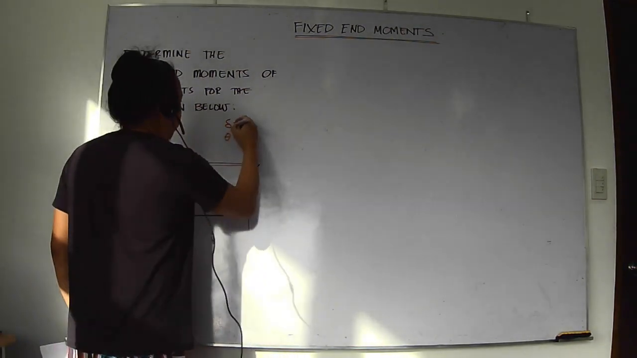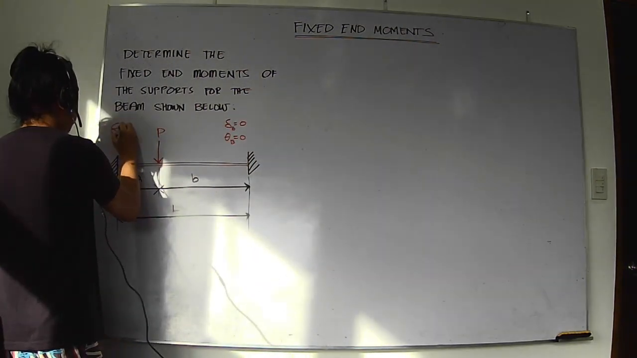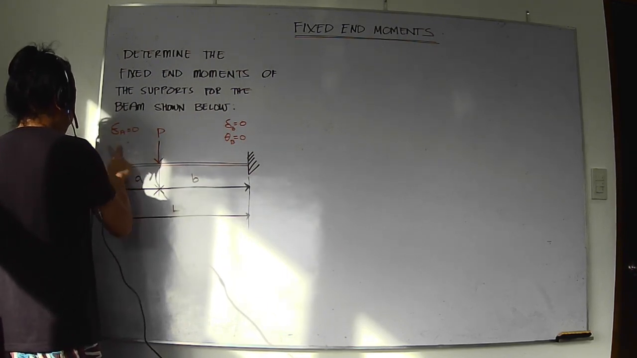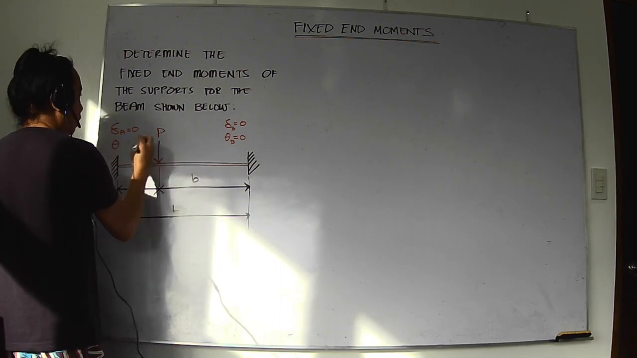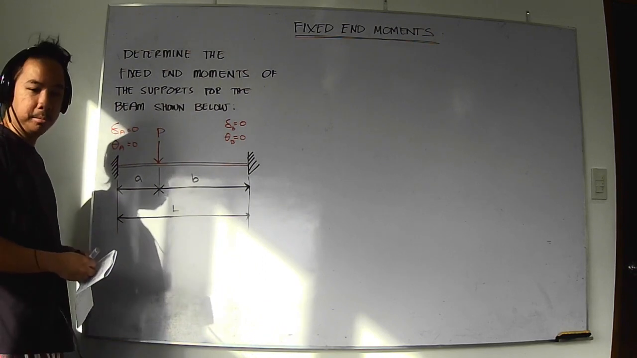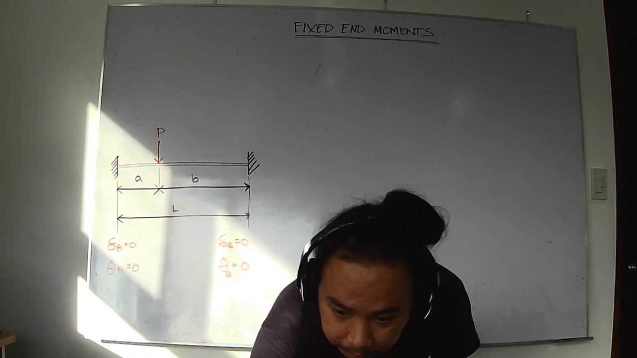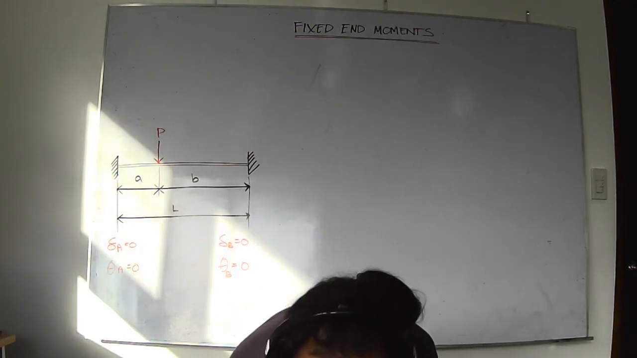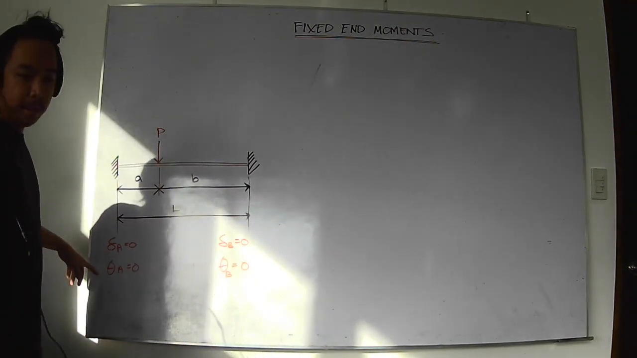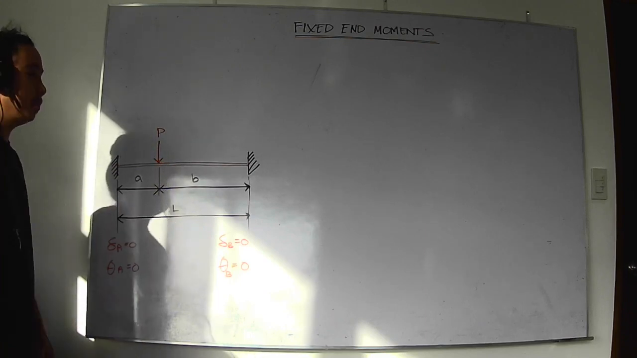I'll call this point B. In this case, it is also zero deflection and rotation at A. I hope that's clear. This is delta A is equal to 0, theta A is equal to 0, delta B is equal to 0, and theta B is equal to 0.